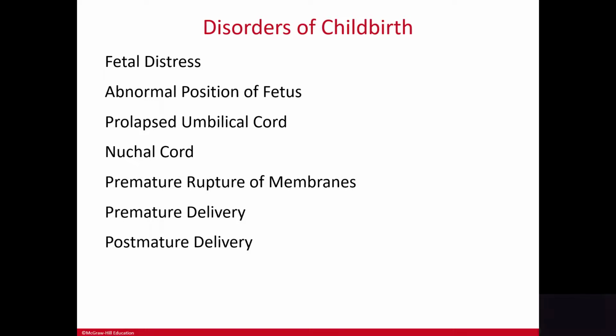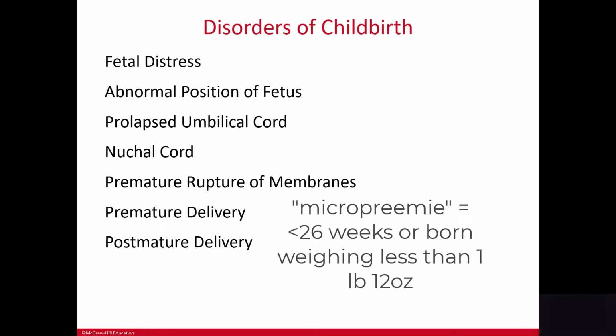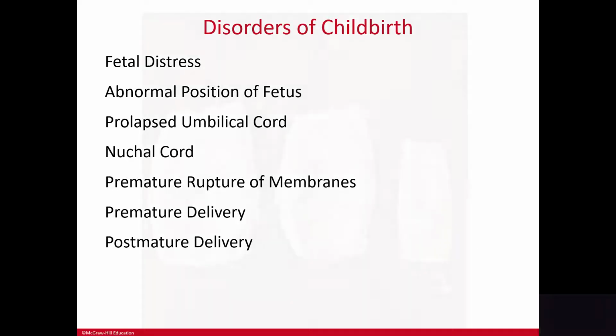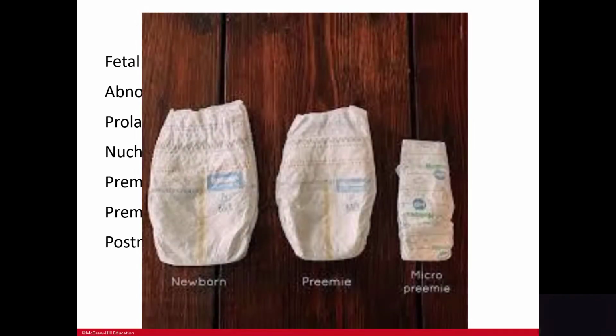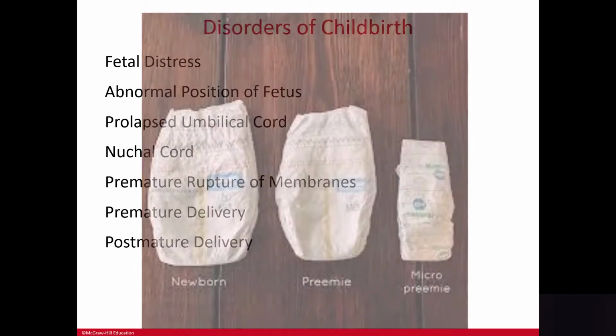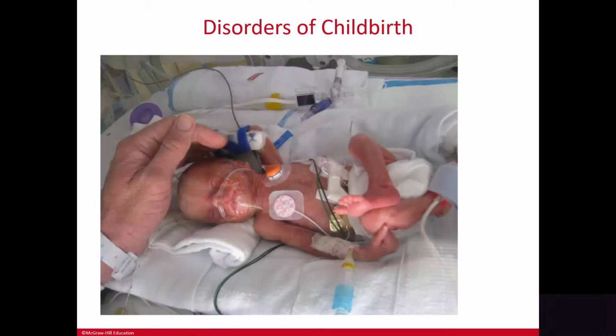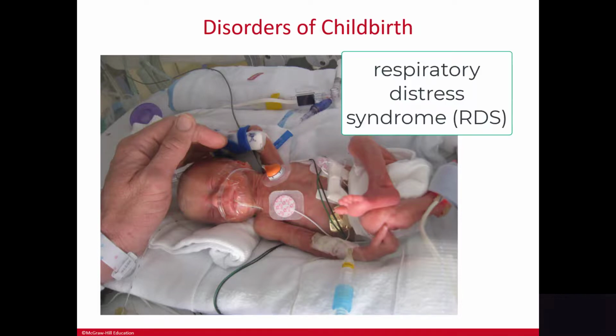You may have heard the term micropreemie, which refers to a baby born weighing under 1 pound 12 ounces or before 26 weeks gestation. These teeny tiny babies are born months before their due dates and face long hospitalizations in neonatal intensive care units. The biggest problem premature babies face is underdevelopment of their lungs and respiratory distress syndrome, or RDS.